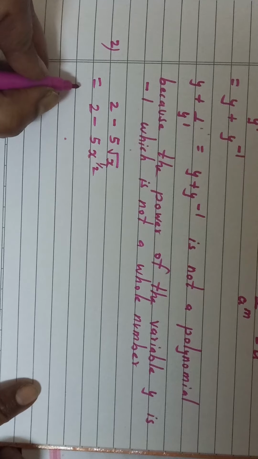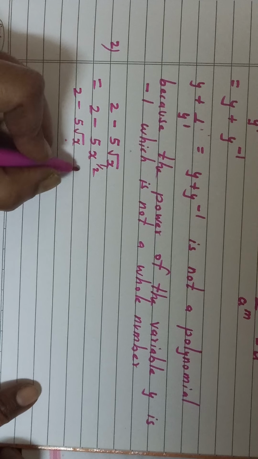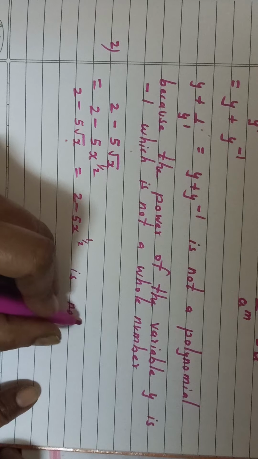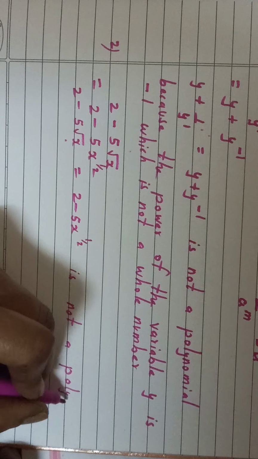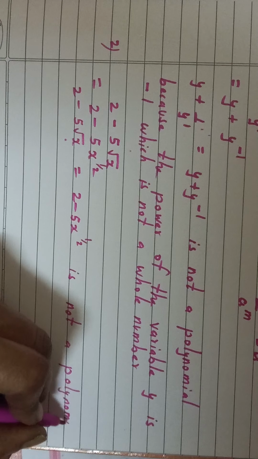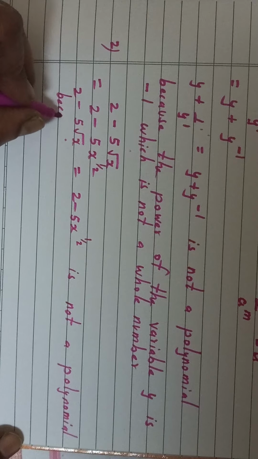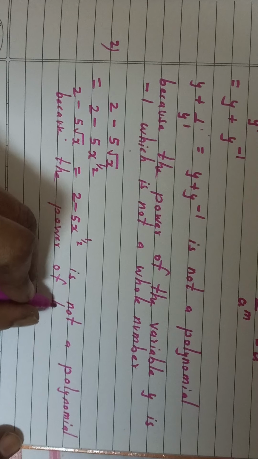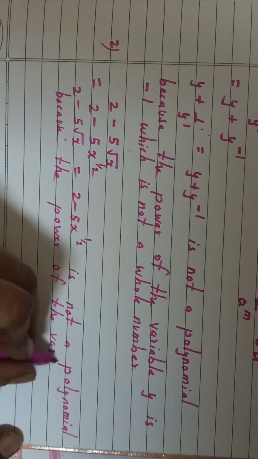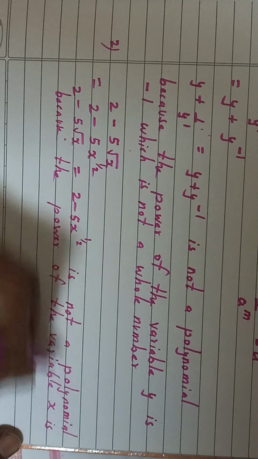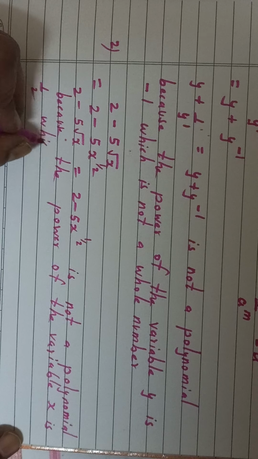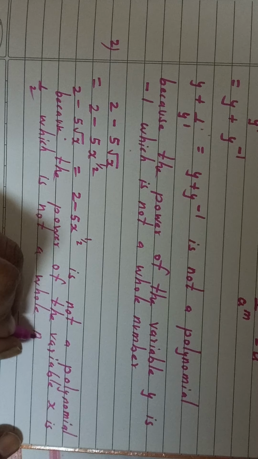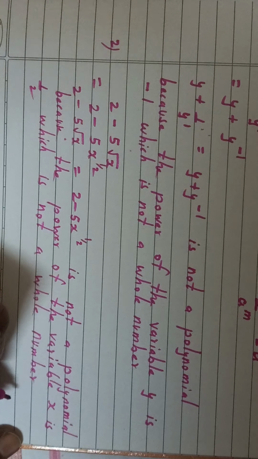So what will we write as the reason? 2 minus 5 root x is equal to 2 minus 5 x raised to half, is not a polynomial because the power of the variable x is half, which is not a whole number. This is the reason.